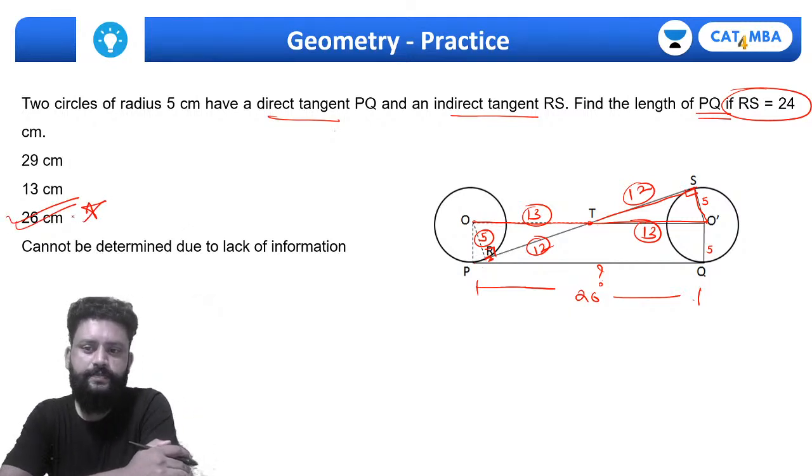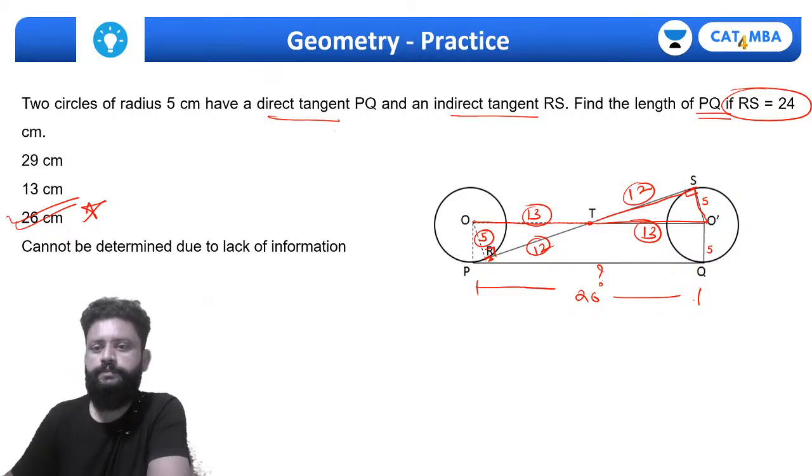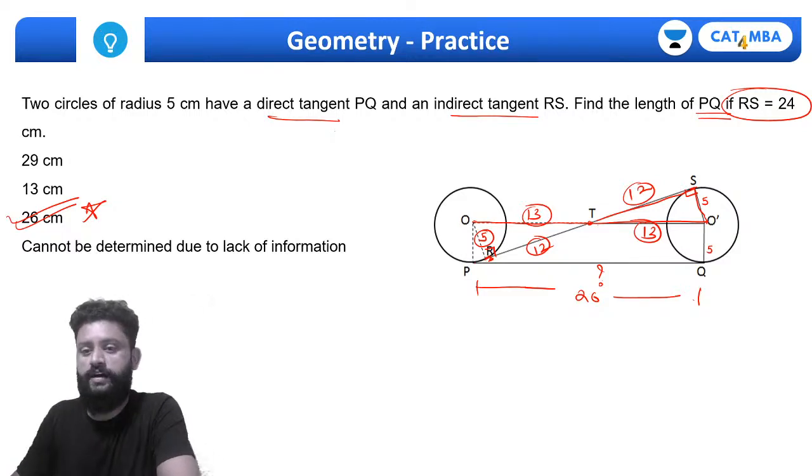Have you understood this, शिवम? अच्छा, मैंने 13 कैसे लिखा? डोंट टेल मी 13 कैसे आया गाइस. इतना तो तुम्हें सबको आना चाहिए. 5 square plus 12 square.